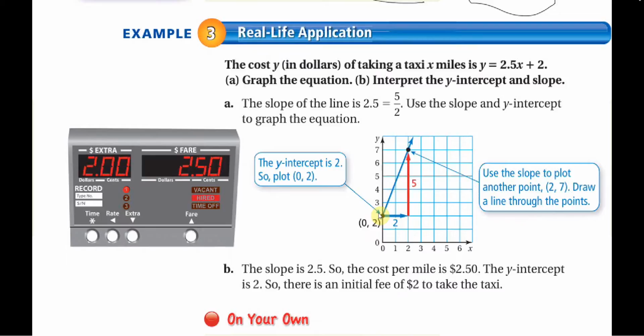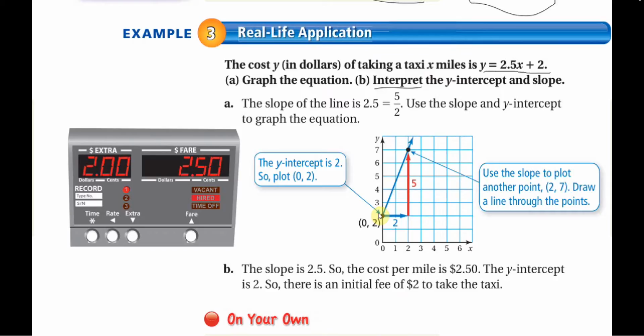I'm not sure if any of you guys have ever had to take the Orcas Island taxi before, but I know taxis can get kind of expensive. So how do they charge what they're doing? Let's figure it out. You can graph this and you can see this data. They say the cost y in dollars of taking a taxi x miles is y, remember that's your cost, equals 2.5x plus 2. Now they want to graph the equation so we can see it, and then we want to interpret it. Figure out what do these points even mean and why are they important. They are important, just so you know.